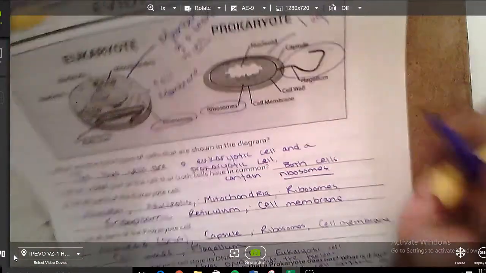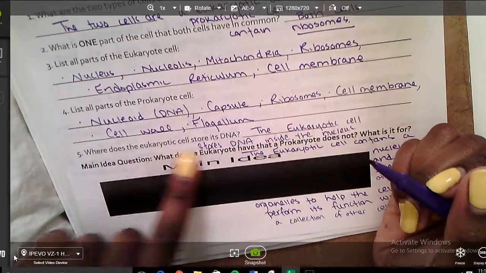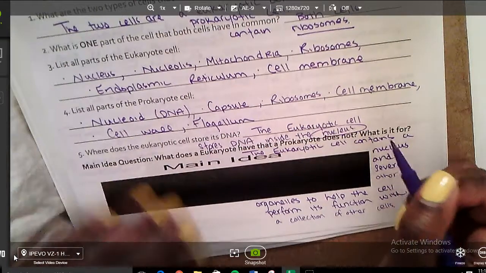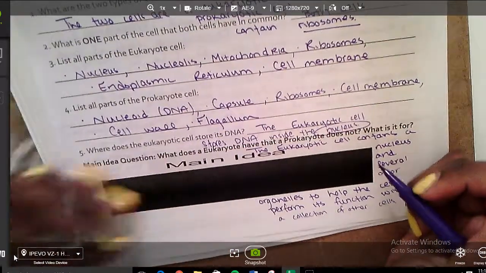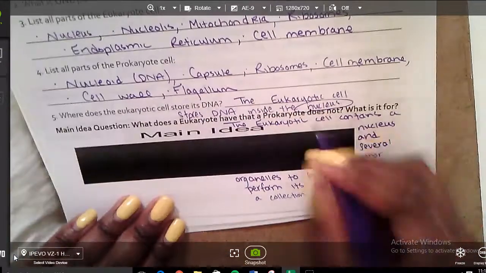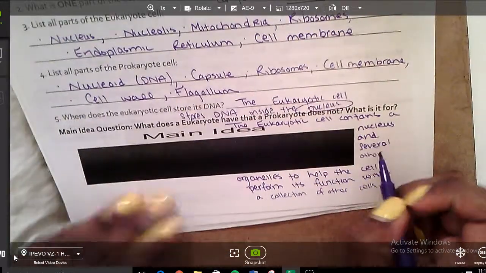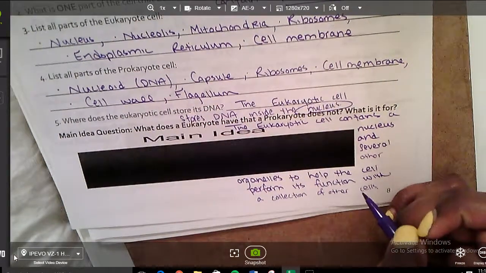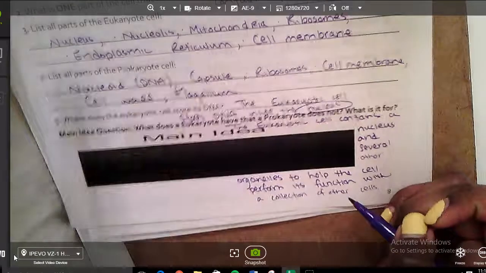It says, where does the eukaryotic cell store its DNA? Inside of the nucleus. And then what does a eukaryote have that a prokaryote does not? A whole lot. See how I made a rhyme there? The eukaryotic cell contains a nucleus and several other organelles to help the cell perform its function with a collection of other cells. So what does that mean?